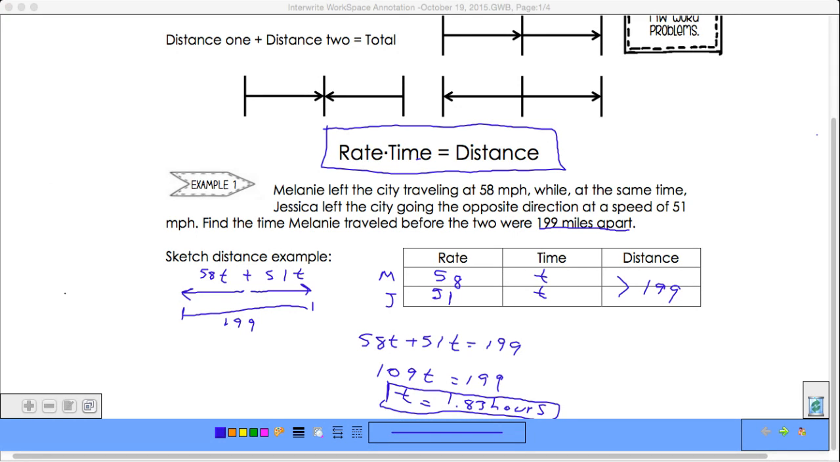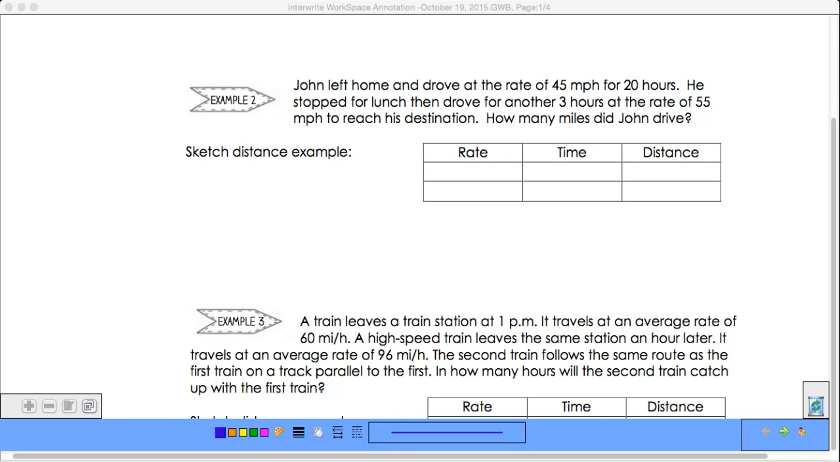All right, let's try another problem. Here we have John left home and drove at a rate of 45 miles per hour for 20 hours. He stopped for lunch. Then he drove another 3 hours, so then he's going on at 55 miles per hour to reach his destination. How many miles did he drive?